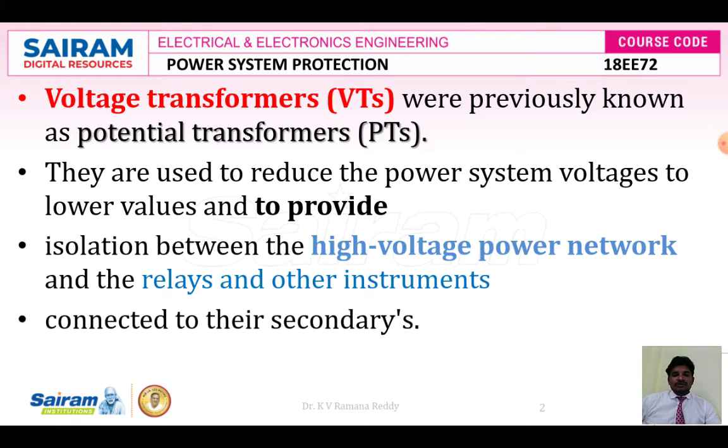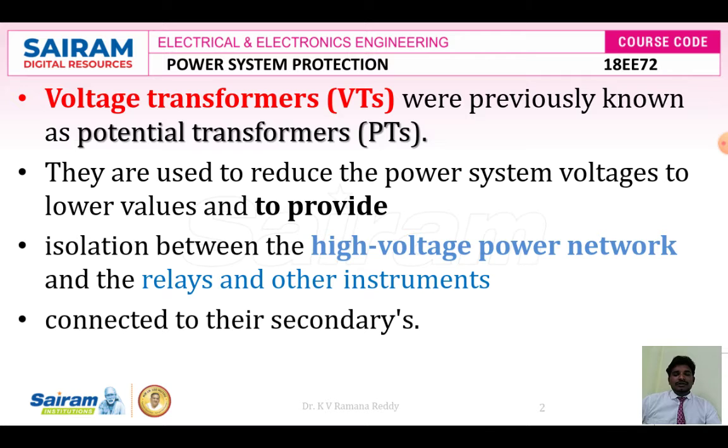So these voltage transformers are used to reduce the power system voltage to lower values and also to provide isolation between the high voltage power network and the relays and other instruments which are connected to their secondaries, because the line voltage, for example in a single phase system, between phase and neutral we have 230 volts, and line to line in a three phase system we have 415 volts, and also we have voltages like 11 kV, 33 kV, 66 kV, then 132 kV, 220 kV, 400 kV.